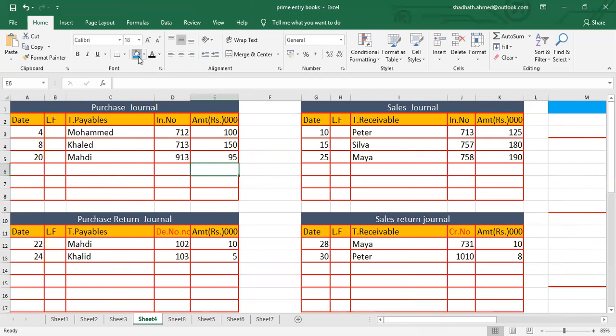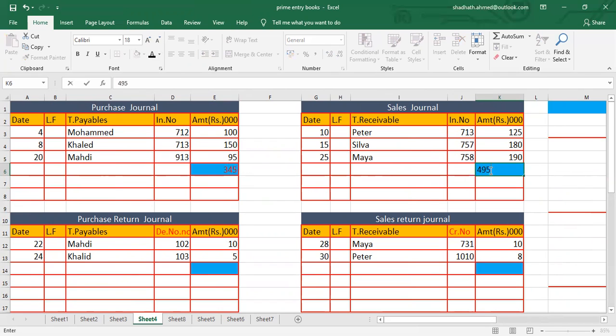Now we can add the totals of each journal. When you add the total, 250, 345. Add the total, 370, 470, 495. I hope it's correct. And this is 15 and this is 18. So that's the total of each journal. Now let's see how to record.